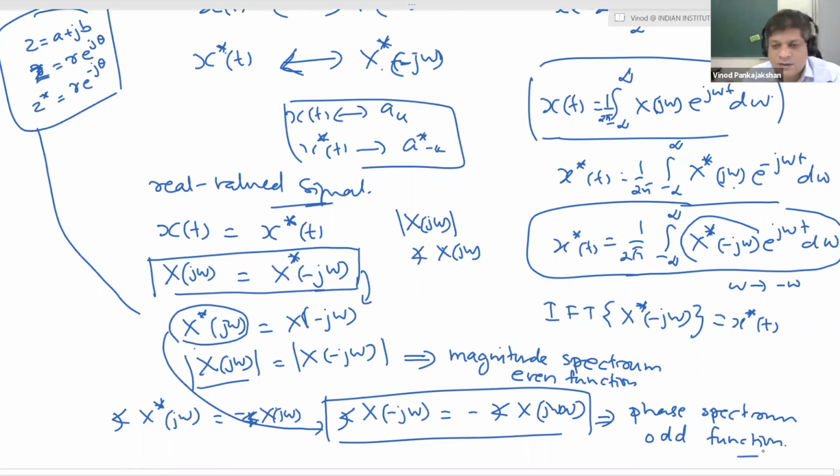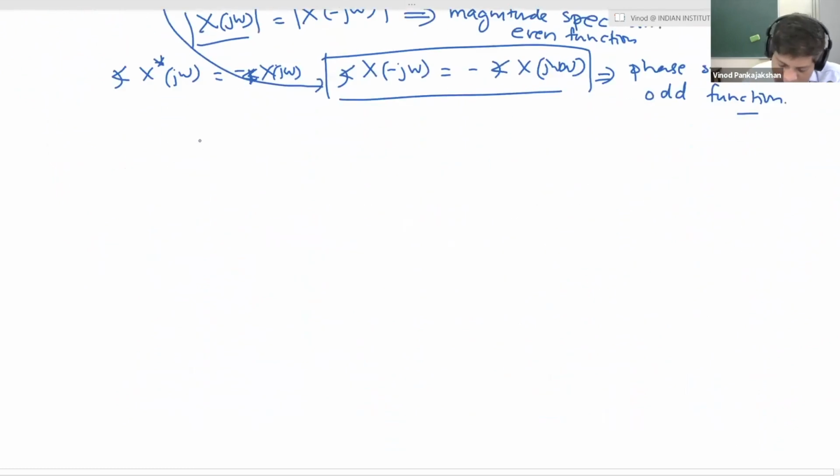Okay, so this is an important property for a real valued signal. Its magnitude spectrum is an even function of omega, and its phase spectrum is an odd function of omega. Let us consider an example. We discussed this earlier, e to the power minus at ut. Is it a real valued signal? E to the power minus at ut, it is a real valued signal.